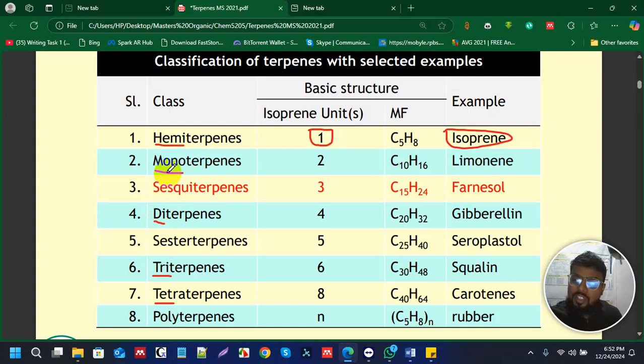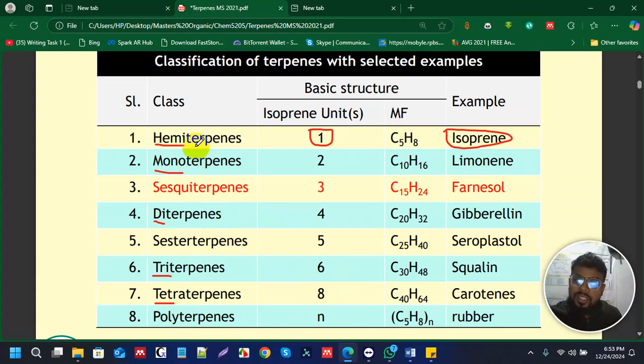Mono means one, so the isoprene units will be two. And tri means three, so the isoprene units will be double, that means six. Tetra means four, according to the language of chemistry, so the isoprene units will be double, that means eight.